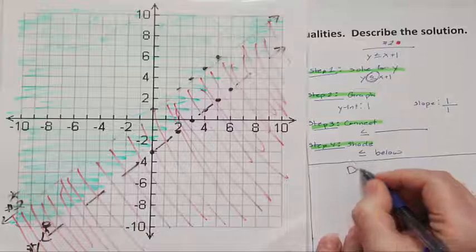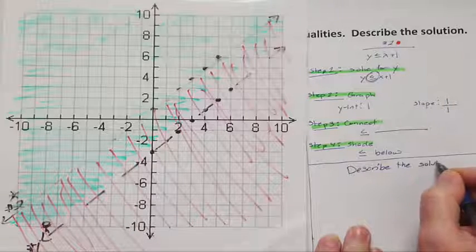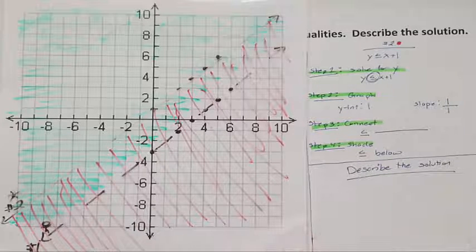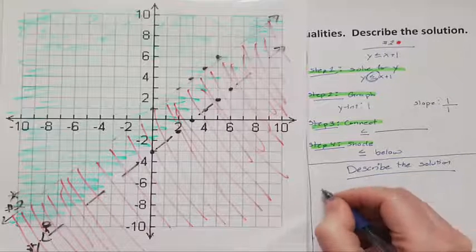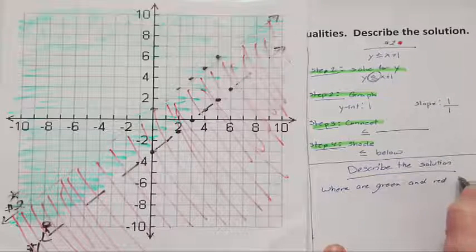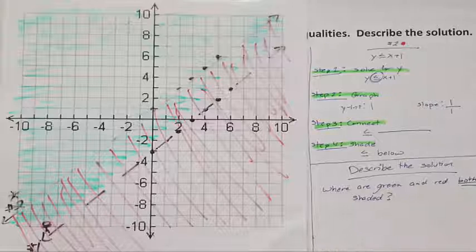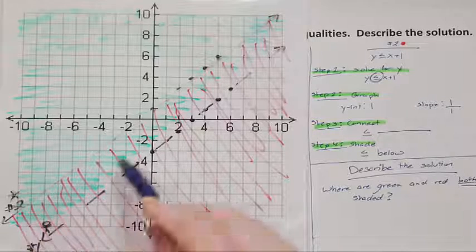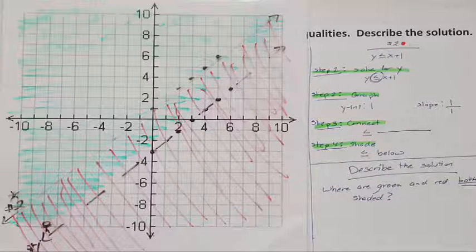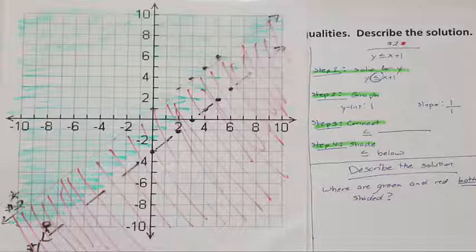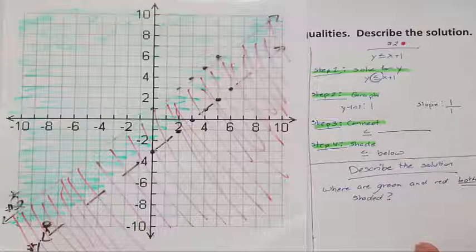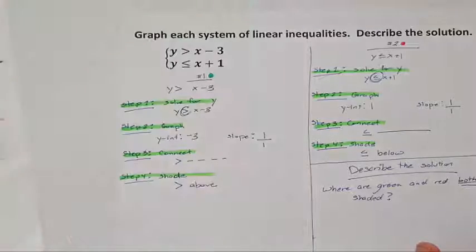So our final answer is to describe the solution. Looking at this, I want where green and red are both shaded. So where are green and red both shaded? I notice it's only between the two lines. And these lines look parallel. What do we know about parallel lines? We know parallel lines have the same slope.